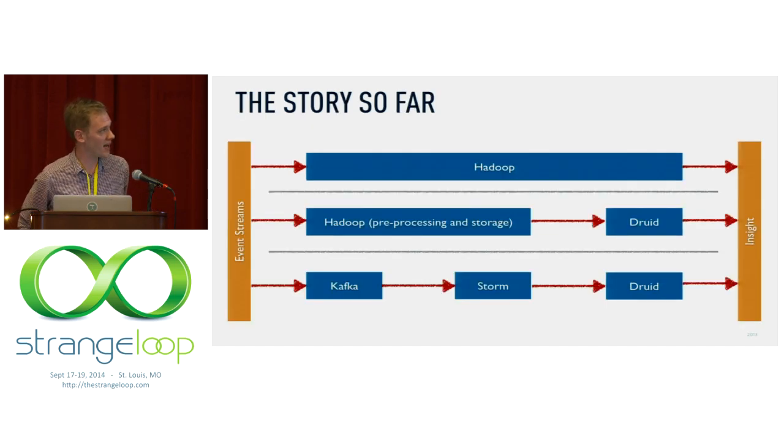So we end up adding this third row, which is the real-time system that we developed. Data comes into Kafka, then gets processed by Storm, and then we use Druid for querying. And Hadoop at this point is not really in the picture anymore.